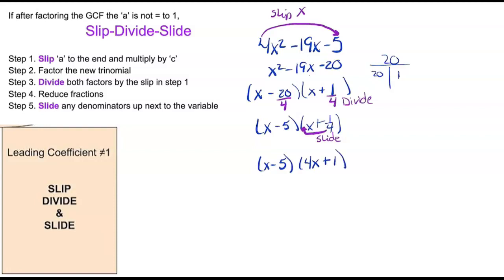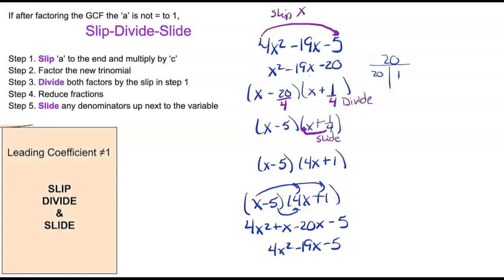Now, I'm going to pause here, so I'm asking you to pause, and I want you to try your check step to make sure this works. And remember, check step is just where we take FOIL or distribution, and we put it all back together. So following the FOIL or the distribution, I do get back to 4x squared minus 19x minus 5 for my original trinomial. So that means that the factored form is the product of x minus 5 and 4x plus 1.